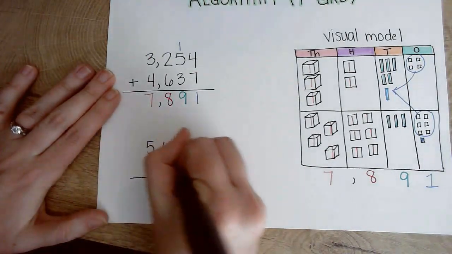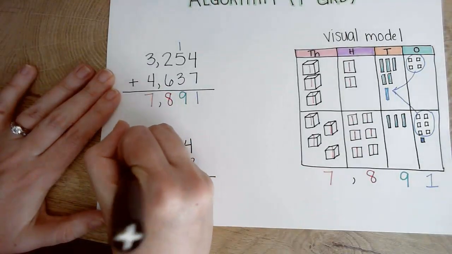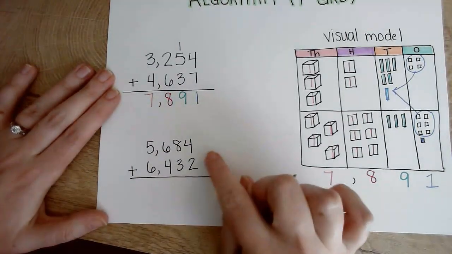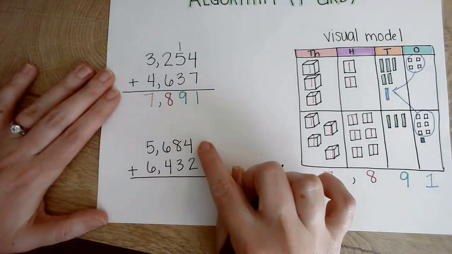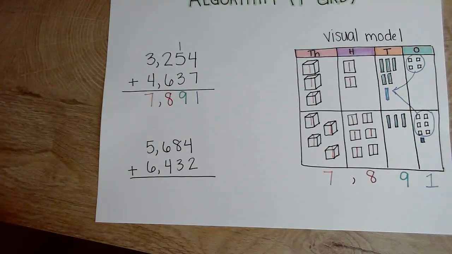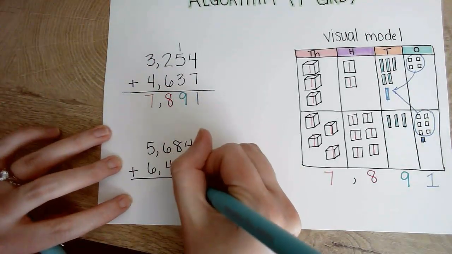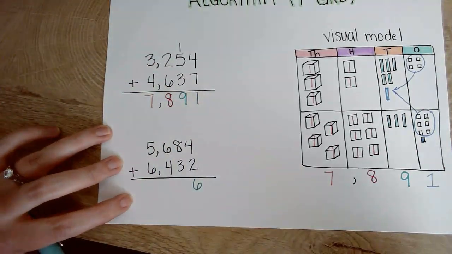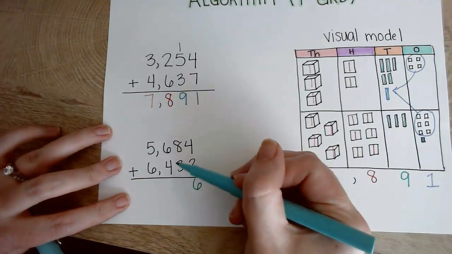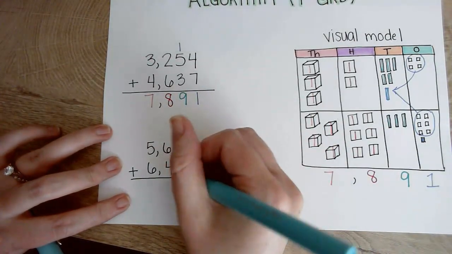Notice that my place values are lined up, and we're starting in the ones. 4 plus 2 is 6. Don't have to do any regrouping there. We're just going to bring it straight down. So we have 6 ones. Now if I move over to my tens, 8 plus 3 is 11.